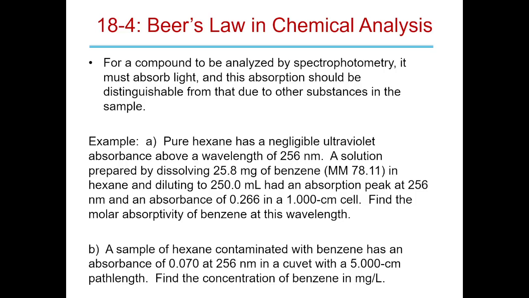Okay, so let's do an example. Pure hexane has a negligible ultraviolet absorbance above a wavelength of 256 nanometers. A solution prepared by dissolving 25.8 milligrams of benzene in hexane and diluting to 250 milliliters had an absorption peak at 256 nanometers and an absorbance of 0.266 in a 1 centimeter cell. Find the molar absorptivity of benzene at this wavelength.